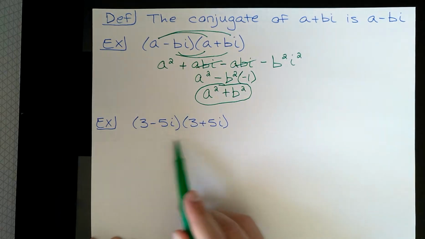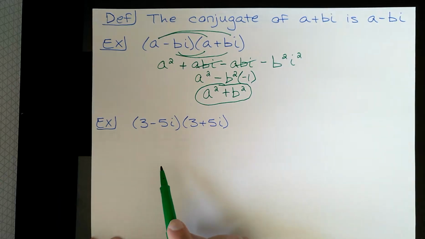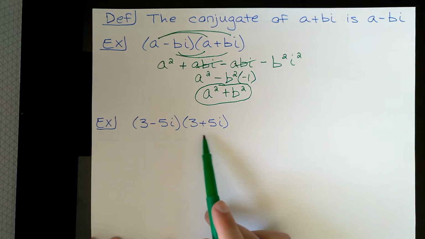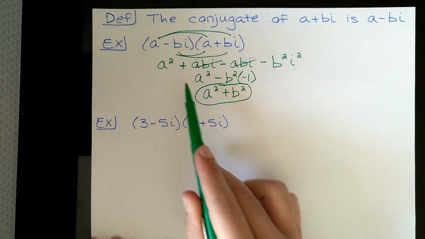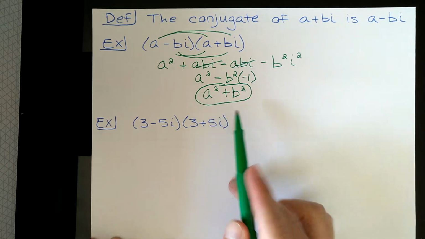All right, so from here, let's go ahead and multiply this out. But the nice thing is, notice 3 minus 5i times 3 plus 5i, these are conjugates. So we don't have to go through this multiplication process. We can immediately use our formula.